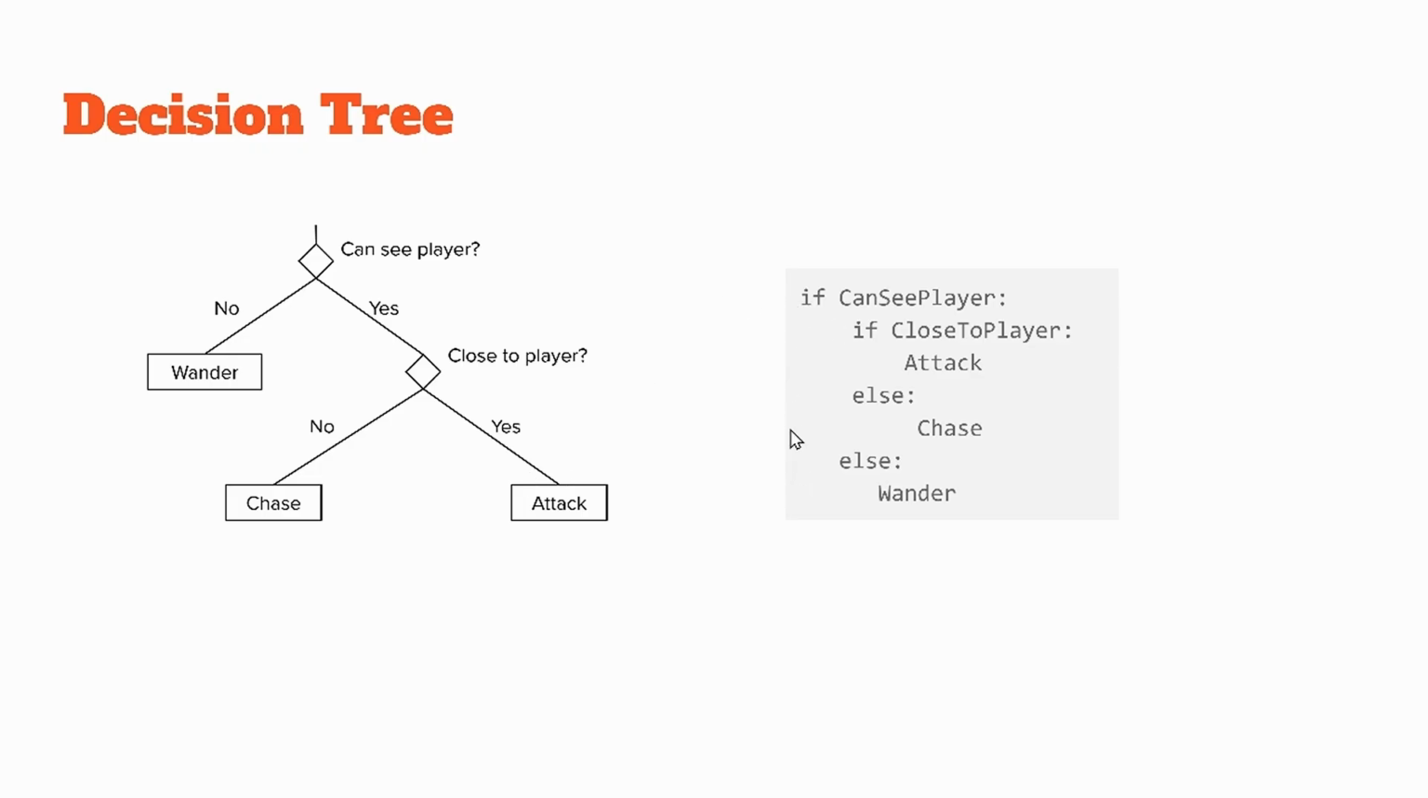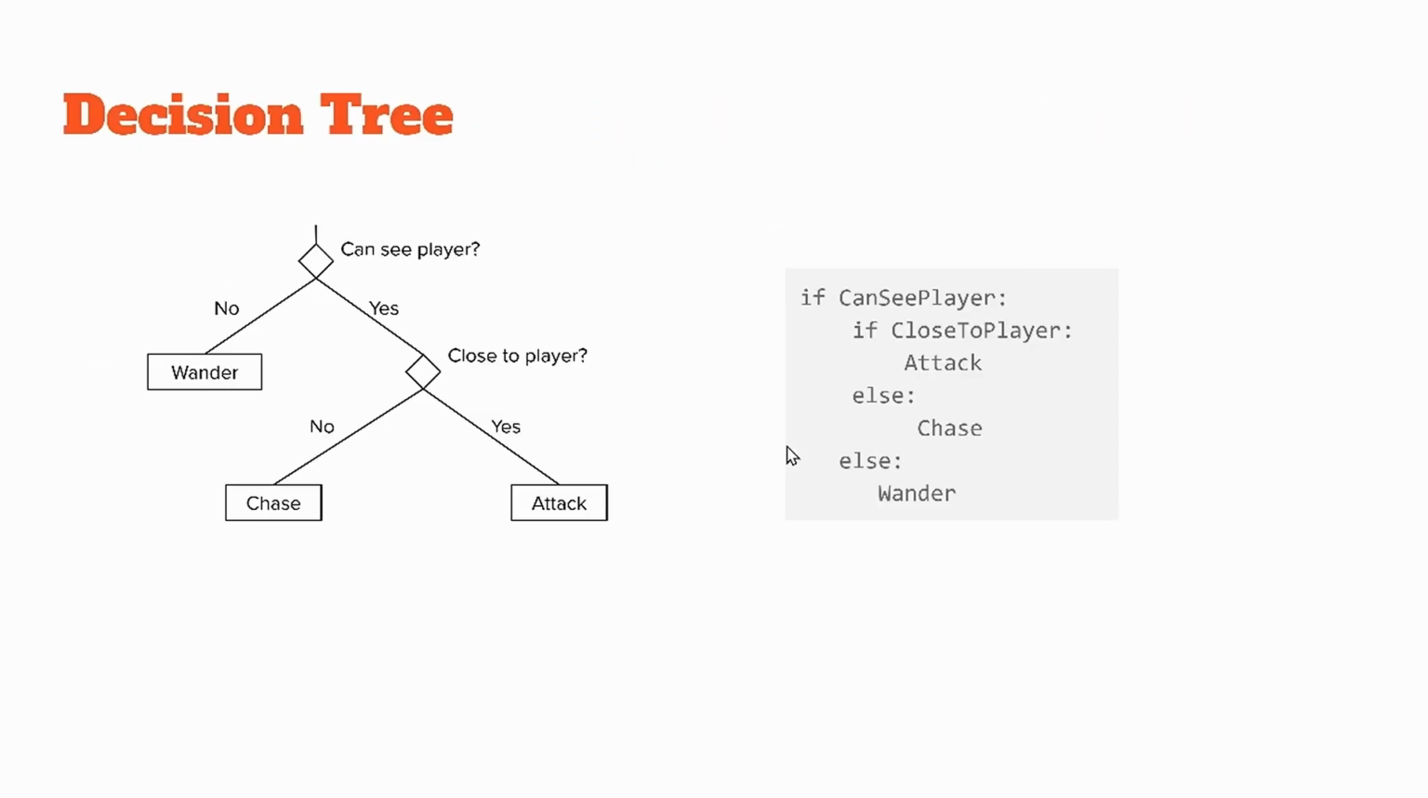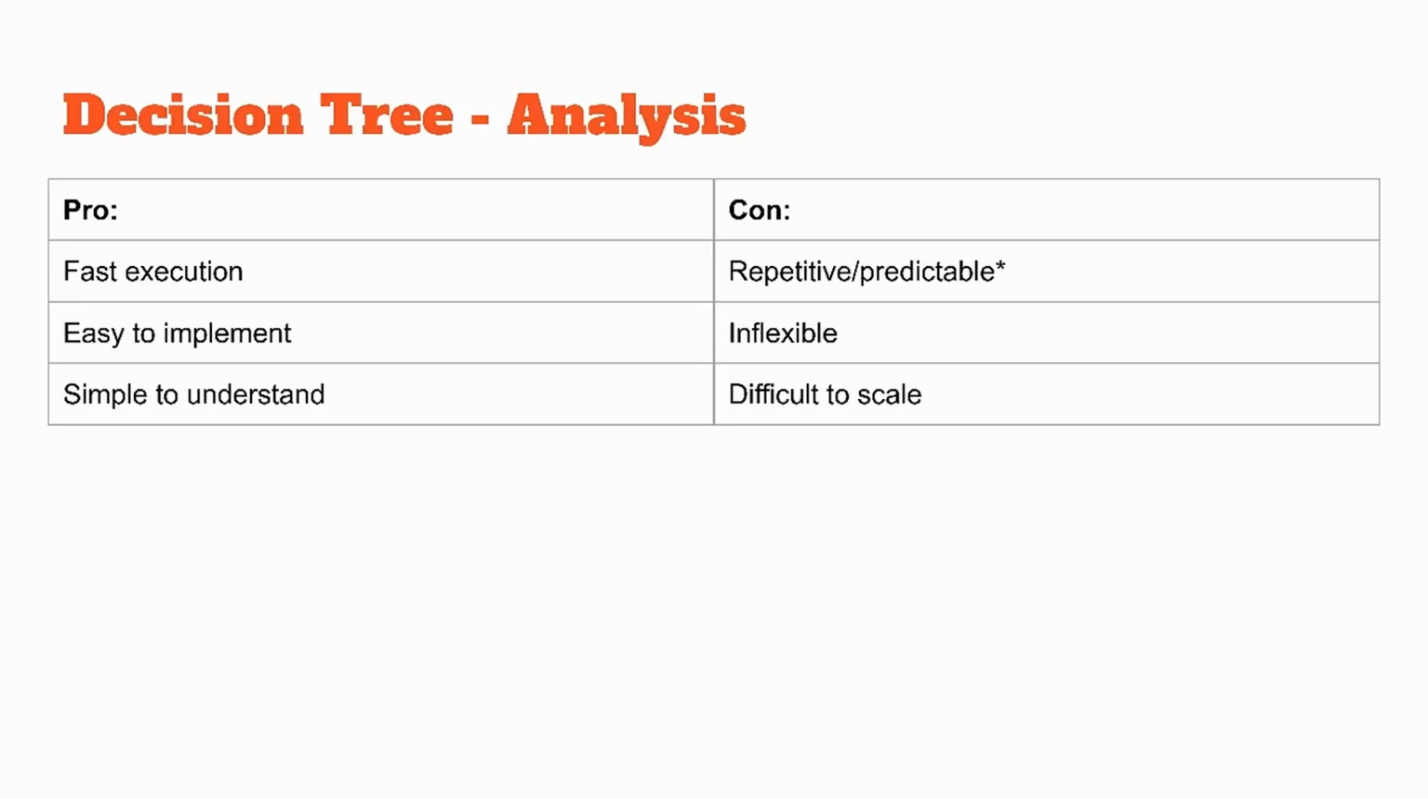And you can see how in pseudocode here, it's very simple to implement these. In fact, if we look at the pros and cons, decision trees are fast to run, really easy to implement, and simple to understand. If we go back here, that's pretty simple to understand how it works and how it's making the decisions. But the disadvantages are it can obviously be repetitive and predictable. It's inflexible. You have this one set of yes no questions and it always follows those. And it can be difficult to scale if you have a lot of yes no questions.